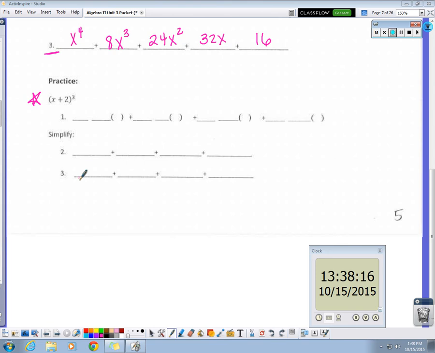Okay, what did you get for the answer for this one? Nothing. Wow, that was a great answer. X cubed. Right, is that what everybody got?